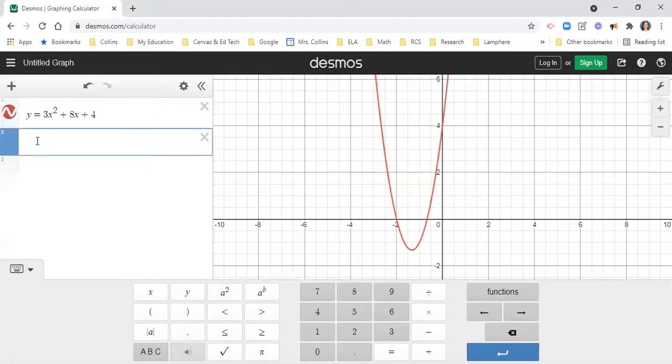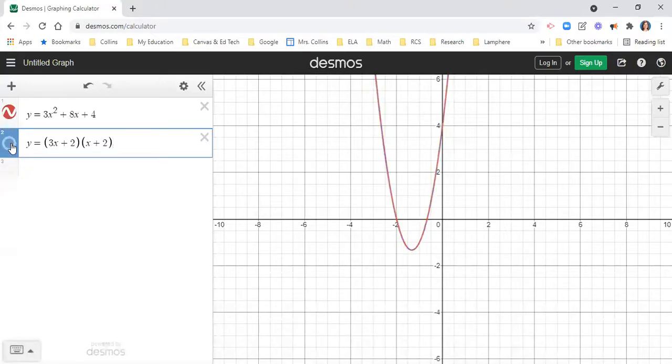Then I'm going to type in my factored form. And so this is just another way that I can check my work without having to distribute. In my factored form, we had y equals the quantity 3x plus 2 times the quantity x plus 2. Okay, and you can see if I turn one of these graphs off, I see the other one. So I just turned off the second graph and then I turned it back on. I'll turn off the first graph and then turn it back on. Okay, so you can see if they're the same graph, then we know that we factored correctly.